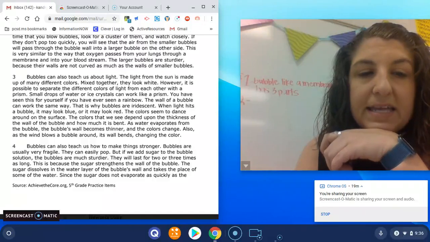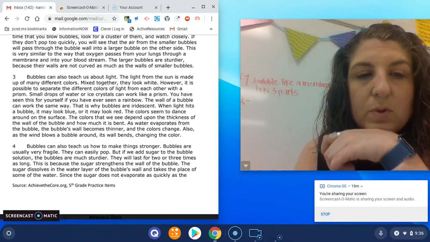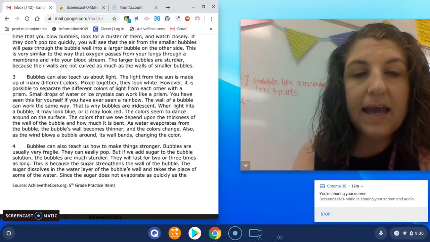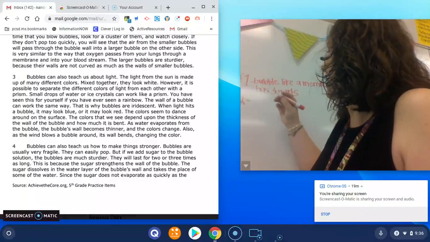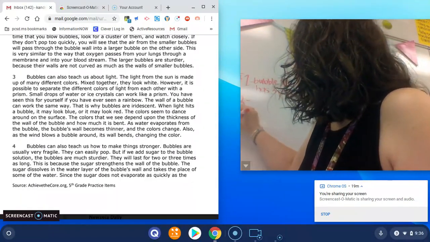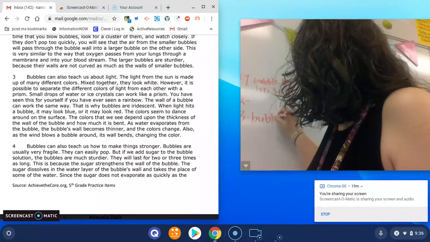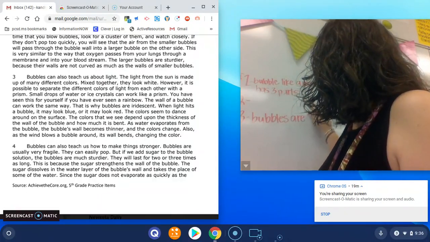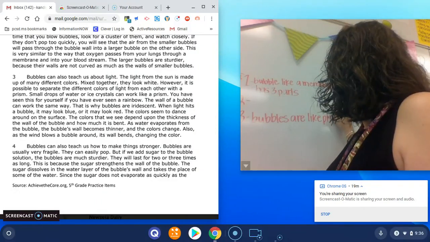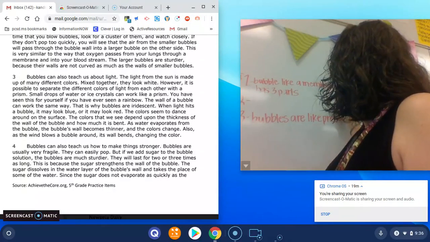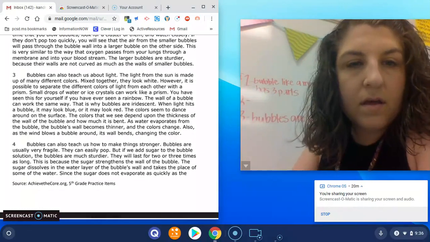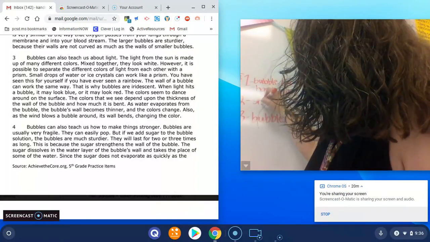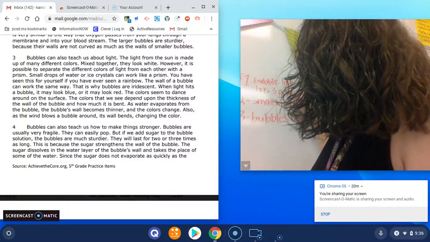The colors that we see depend upon the thickness of the wall of the bubble and how much it is bent. As water evaporates from the bubble, the bubble walls become thinner and the colors change. Also, as the wind blows a bubble around, its wall bends, changing the color. Okay, so paragraph 3, bubbles are like prisms. Okay, in paragraph 2, small bubbles pass air to larger bubbles.